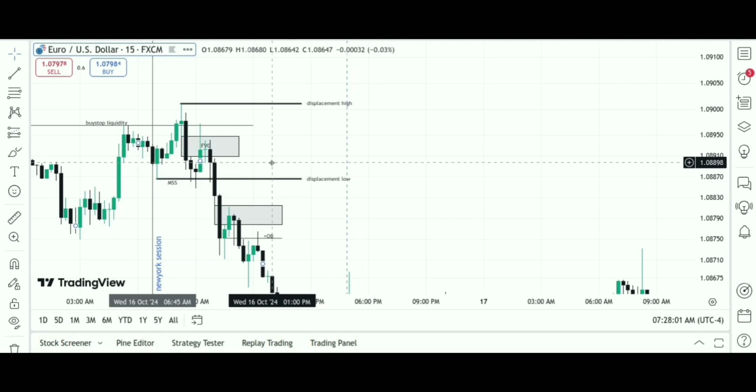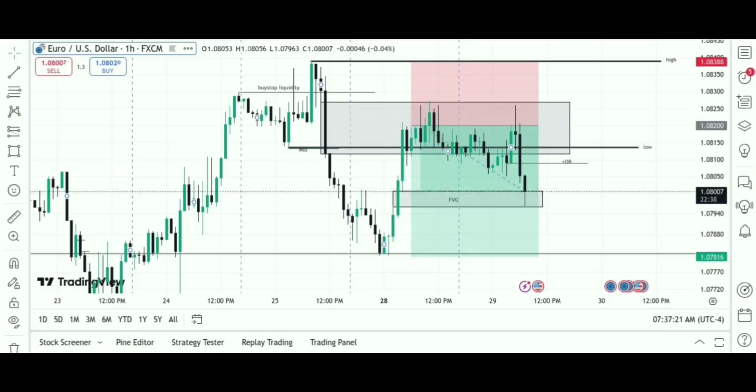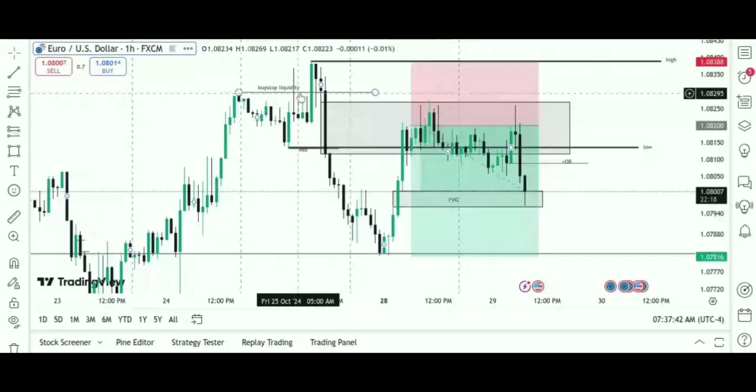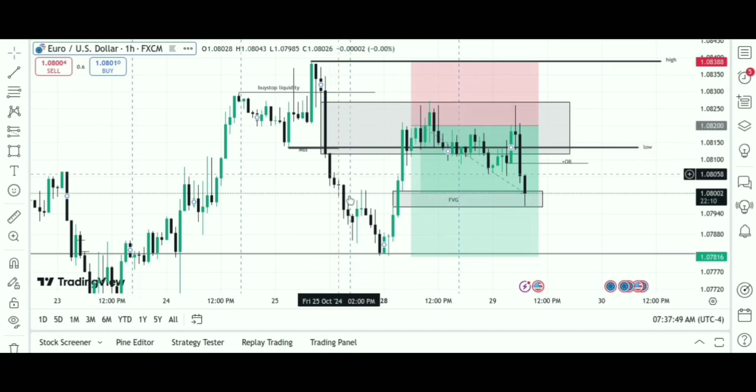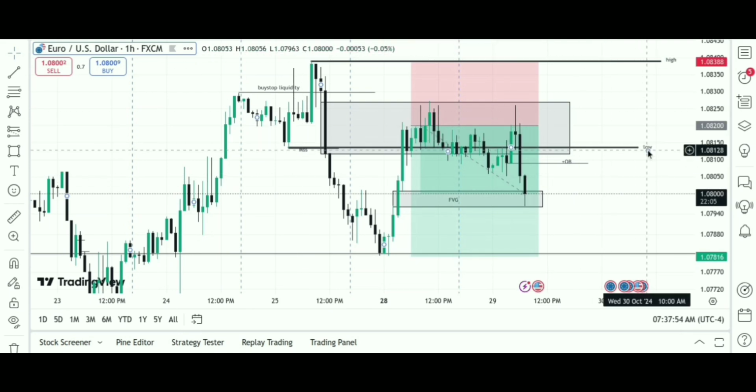So guys, I'm going to give you another example about displacement. As you can see, the market is making higher highs, taking buy stop liquidity. After taking this buy stop liquidity, the market broke its structure to the downside. That's the displacement we are talking about. And now we have our displacement high and displacement low.